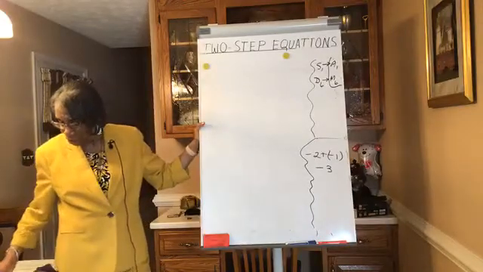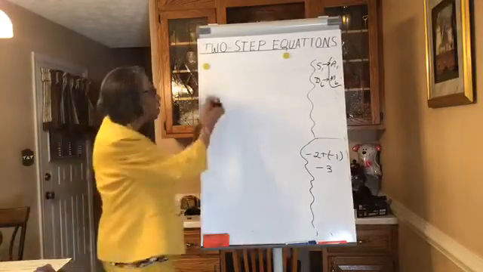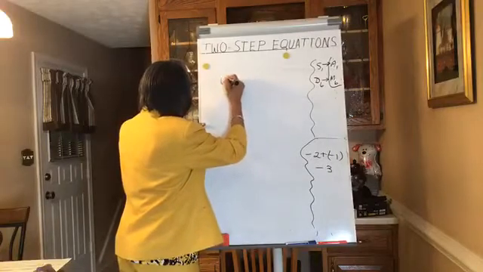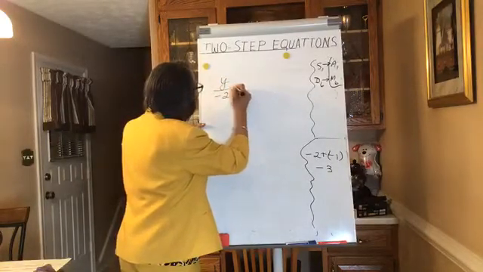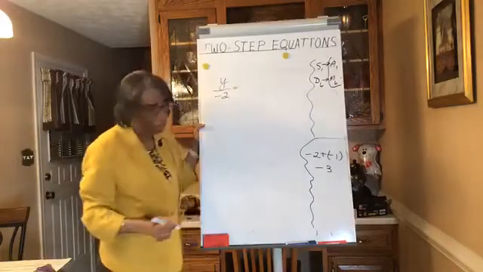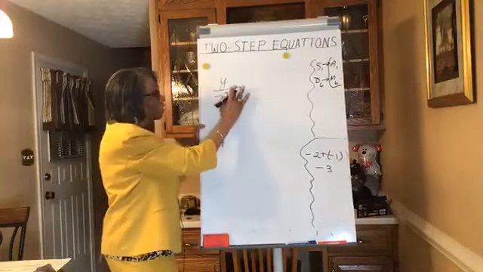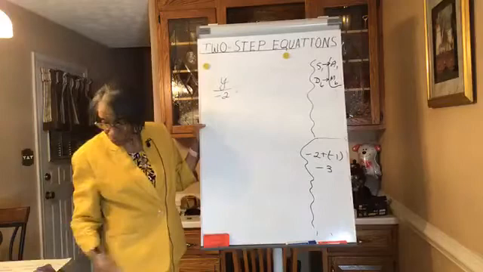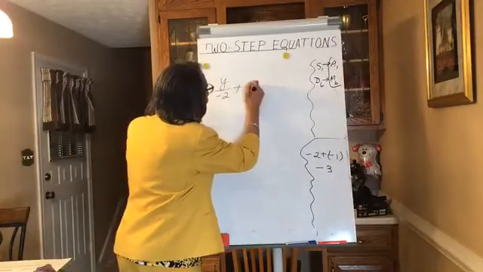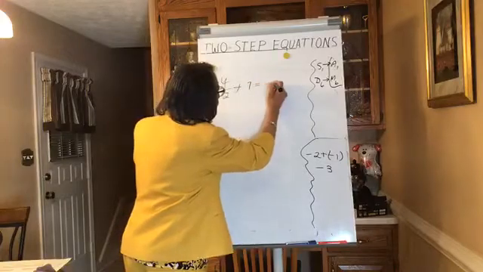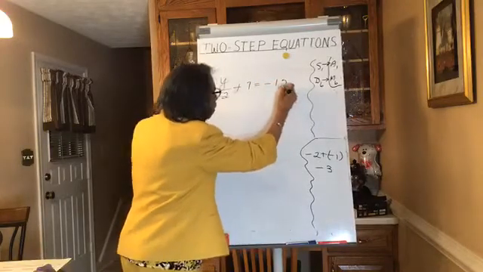Okay, our last one for tonight is y divided by -2 plus 7 equals -12.